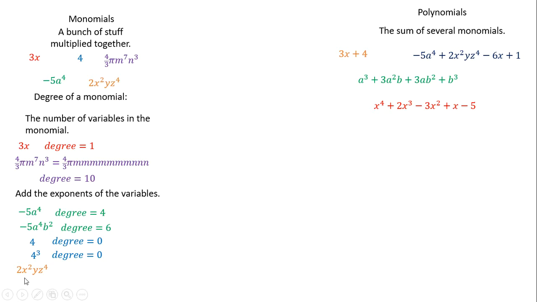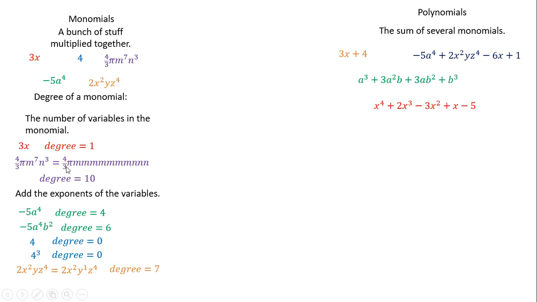The other one that gets people is something like this. 2x squared y z to the fourth. How many variables do we have? People are like, all right, so 2 plus 4 is 6. True, 2 plus 4 is 6. We have 2 x's, 4 z's, but we also have a y. Remember, that's y to the first. So this is 2 plus 1 plus 4, which gives us 7. So 7 is the degree. So the two things to really watch out for are going to be the exponents on constants and the variables that only have 1 for an exponent. They tend to get overlooked.